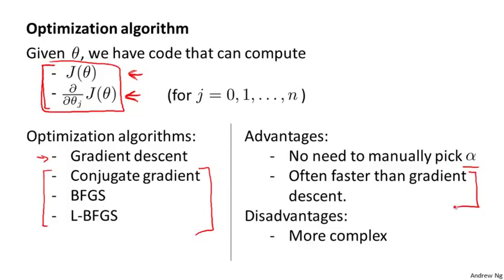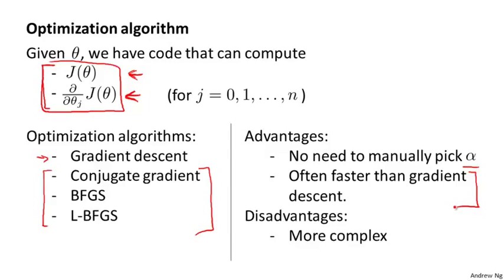But a detailed discussion of exactly what they do is beyond the scope of this course. In fact, I used to use these algorithms for a long time, like maybe over a decade, quite frequently. And it was only a few years ago that I actually figured out for myself the details of what conjugate gradient, BFGS, and L-BFGS do. So it is actually entirely possible to use these algorithms successfully and apply them to lots of different learning problems without actually understanding the inner loop of what these algorithms do.